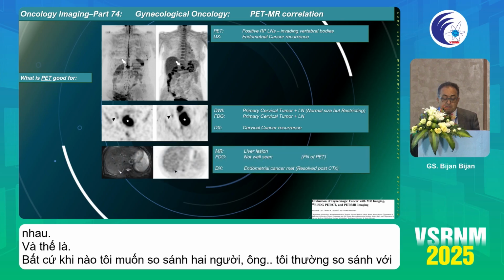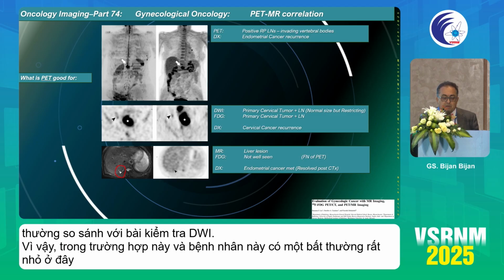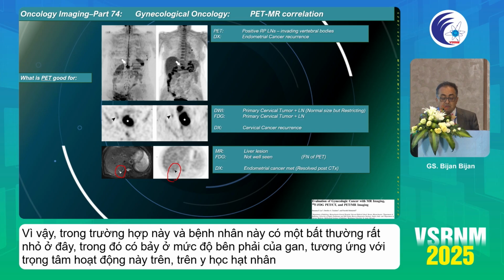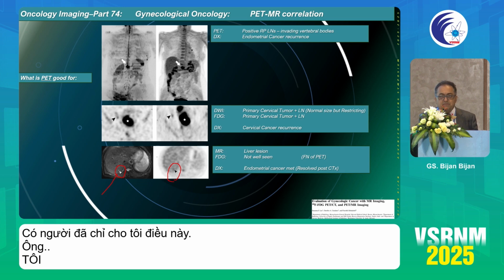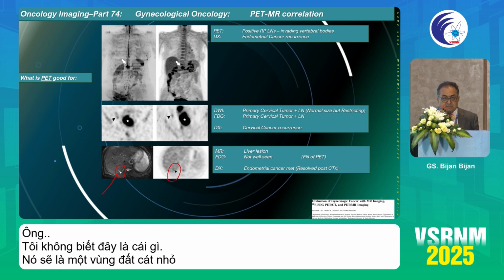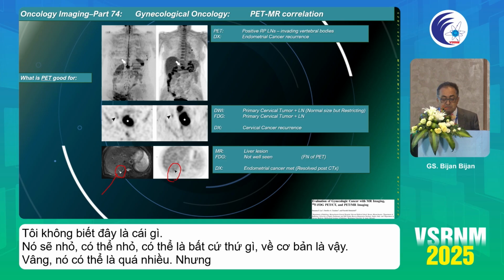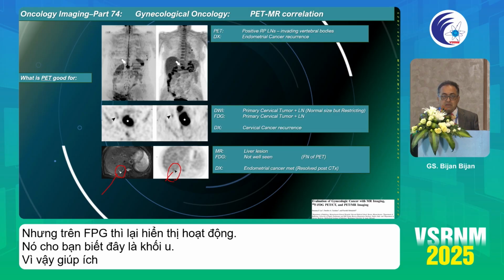In this case, this patient has a very tiny abnormality here in segment 7 of the right lobe of the liver, which corresponds to this focus of activity on the nuclear medicine scan, on the FDG scan. On the liver, if somebody showed me this MR, I would have no idea what this is. It can be a small cyst, a small hemangioma, anything basically. Yes, it can be tumor too, but on the FDG, it shows activity. It tells you that this is tumor.